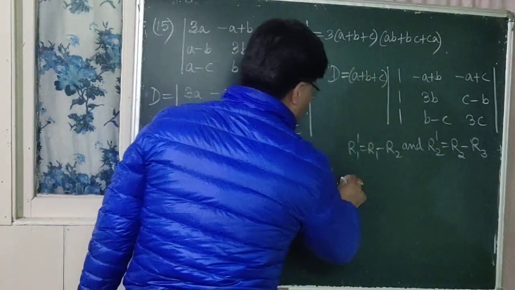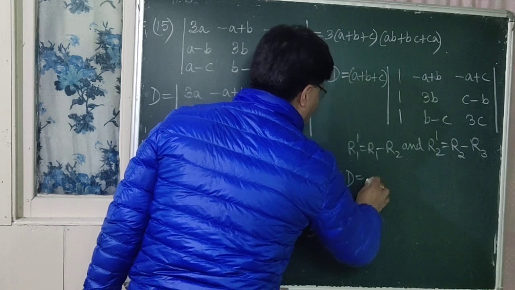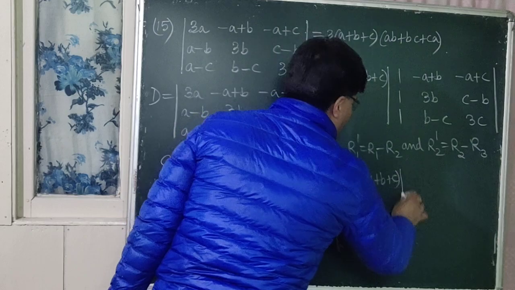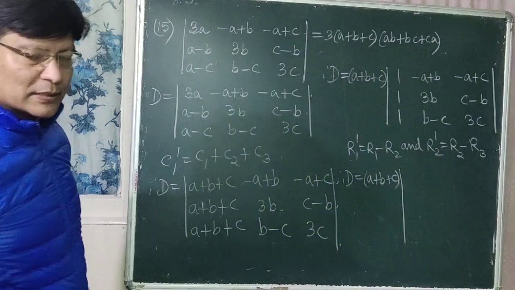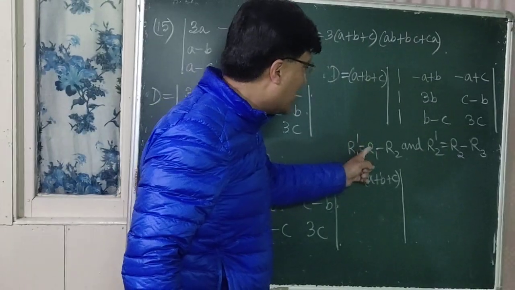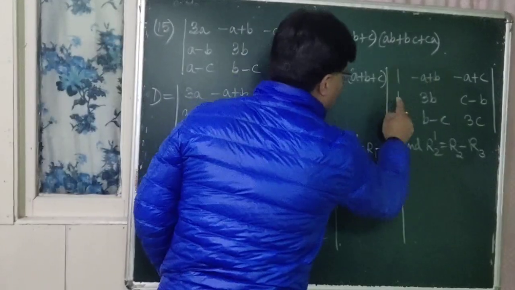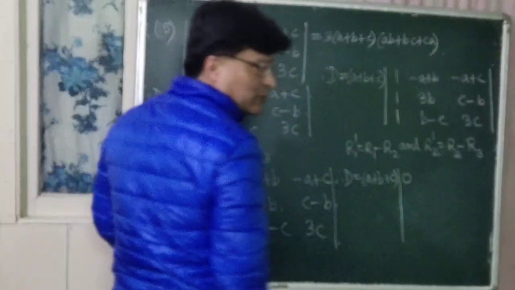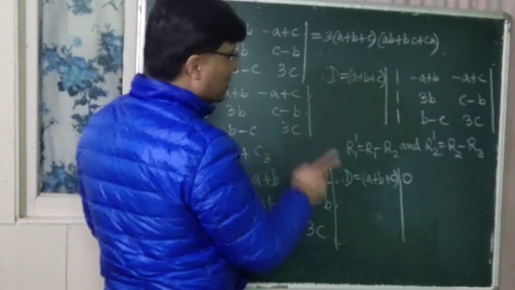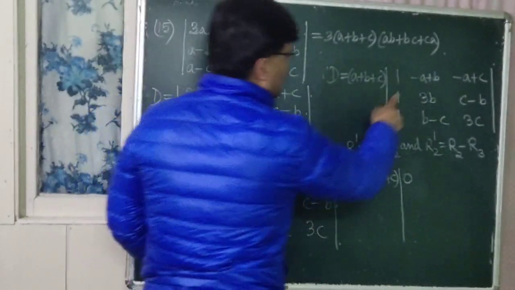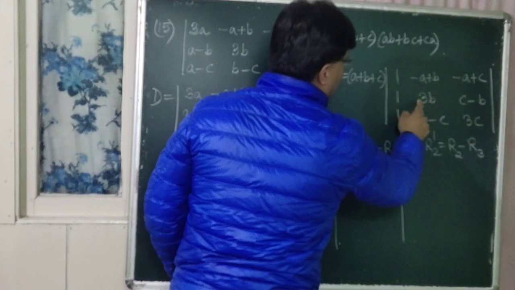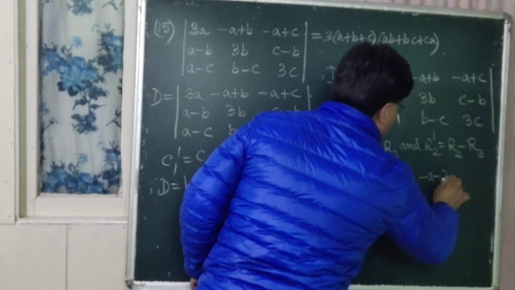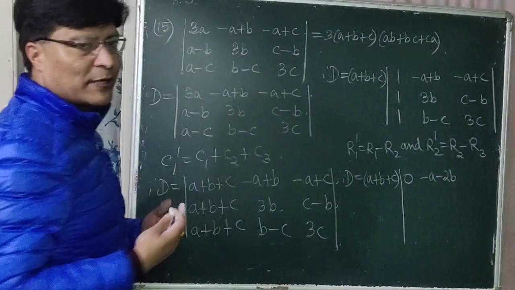So let us simplify it. Therefore, D is equal to, what is common here? A plus B plus C is common here. Right? Now what is new row 1? R1 minus R2. This is 1 minus 1 is 0. This minus this. What is R1 minus R2 for the second element? Minus A plus B. This is minus 3B. So it is minus A minus 2B. Right? Subtraction.